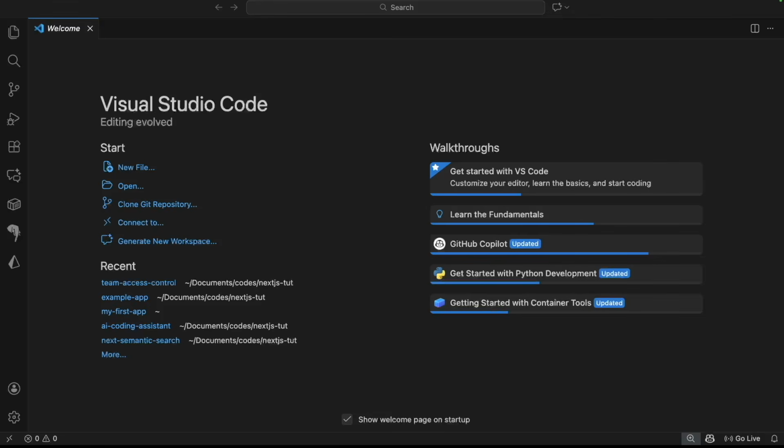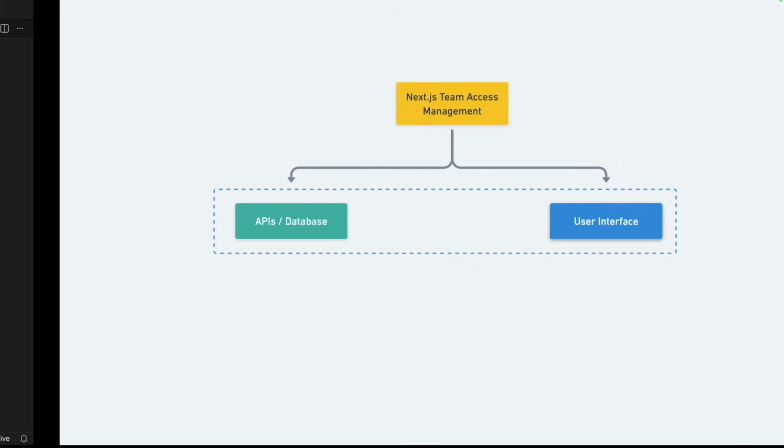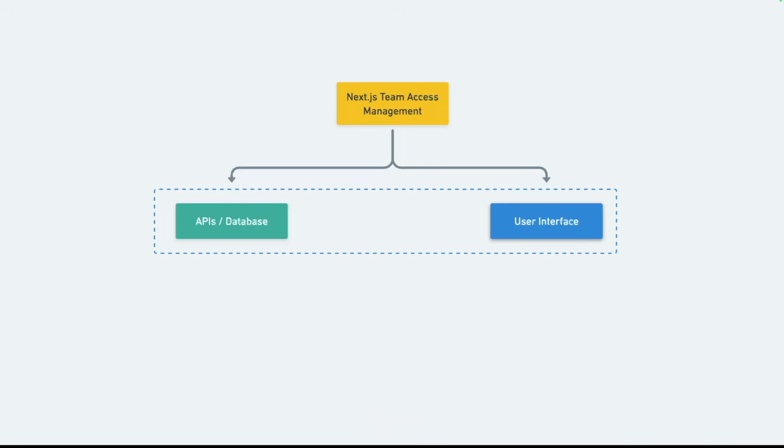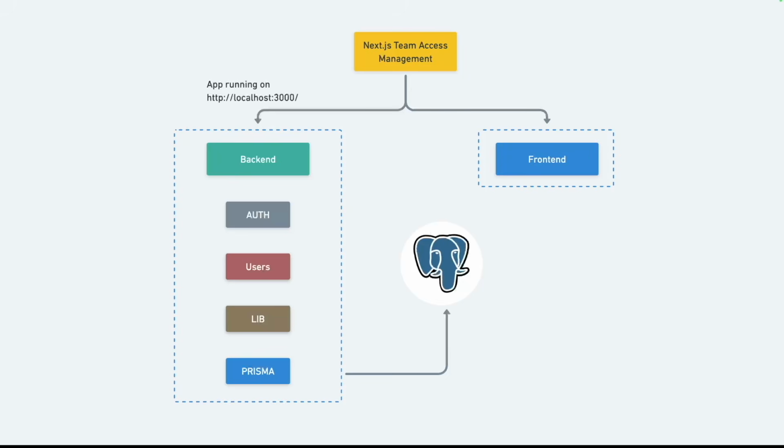Alright guys, so before we start writing code in the Visual Studio Code, let me give you a walkthrough of the application that we are going to build. So we're going to build the Next.js Team Access Management. This application will be divided into two parts. One, you will be having the APIs and the database connection, and the other part will be the user interface. Now let's take a closer look on the backend side.